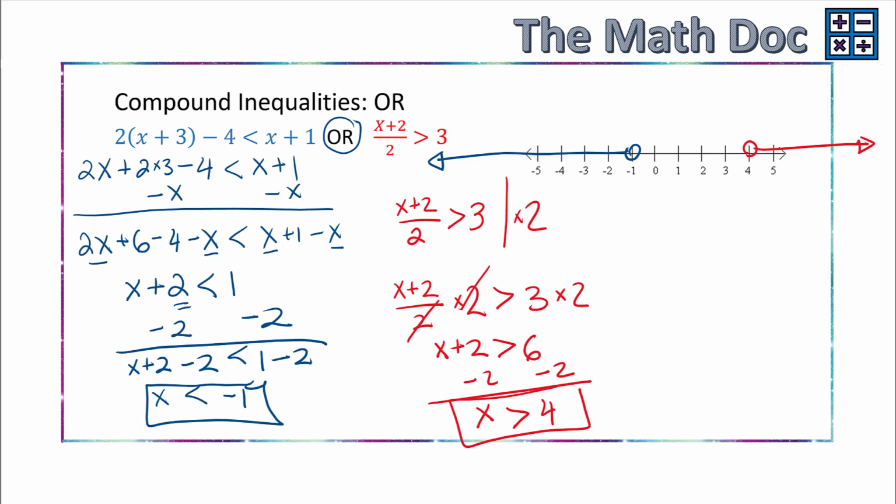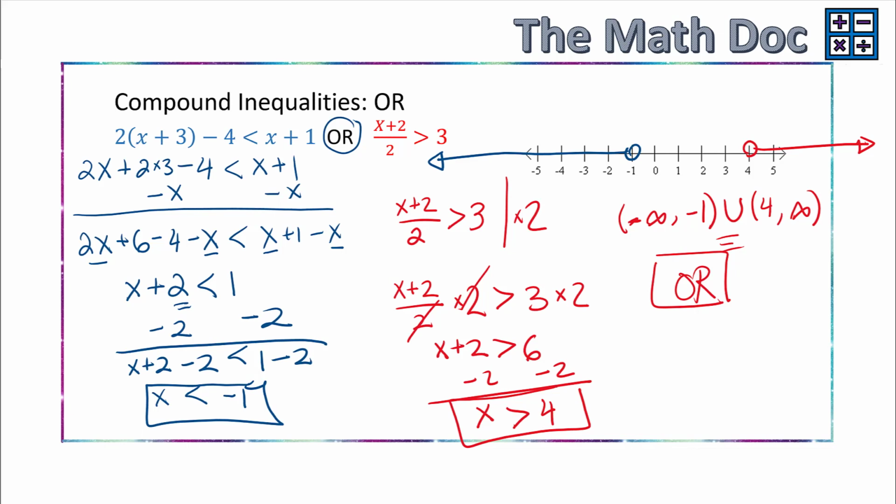Okay, so what are our solutions? Well, we have two intervals, right? We have the interval from minus infinity to negative 1, which we combine, right, with the interval 4 to plus infinity. And why do we combine? Again, because we have an OR requirement. So either one has to hold in order for the whole set to hold true.